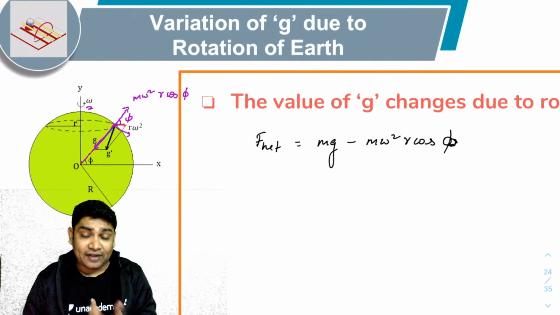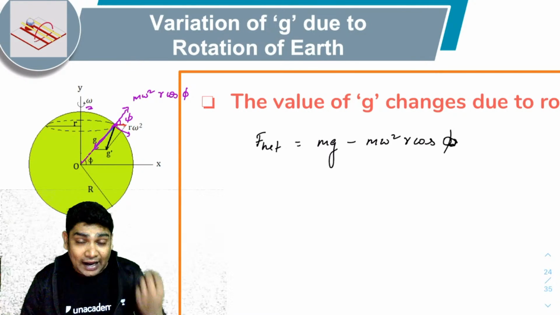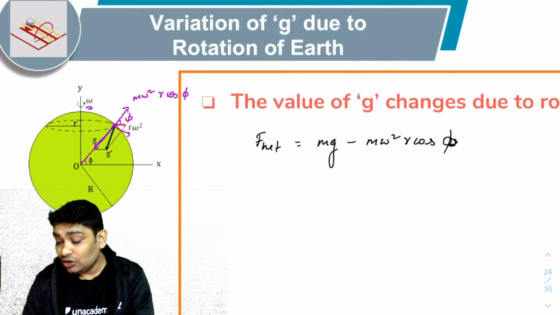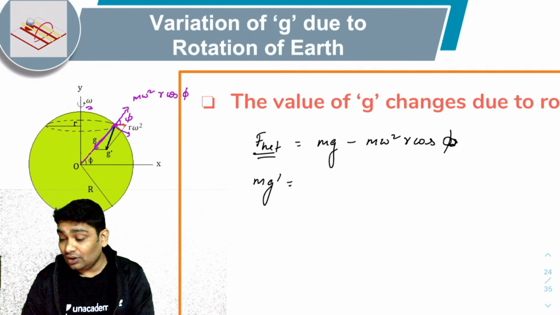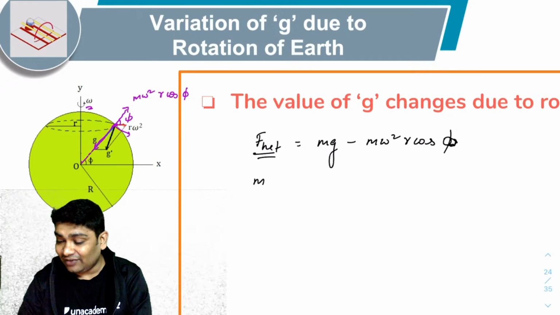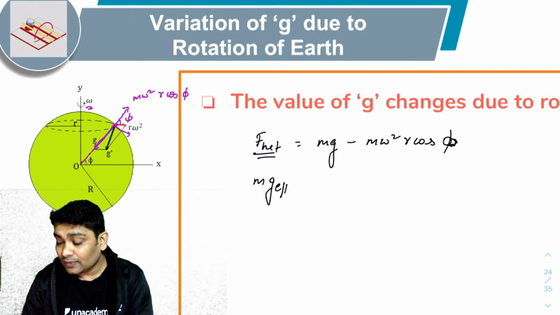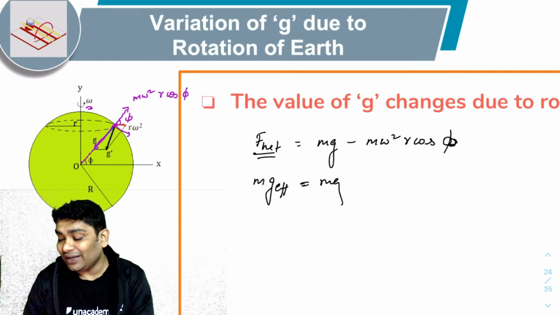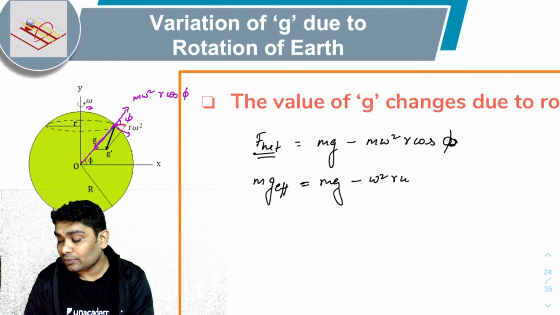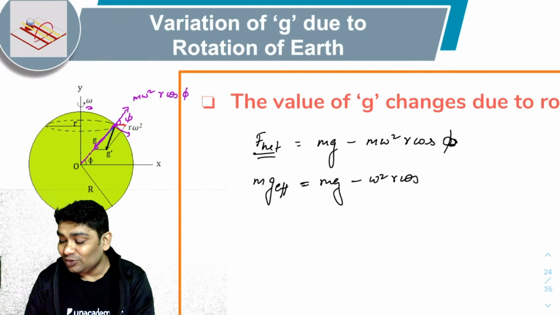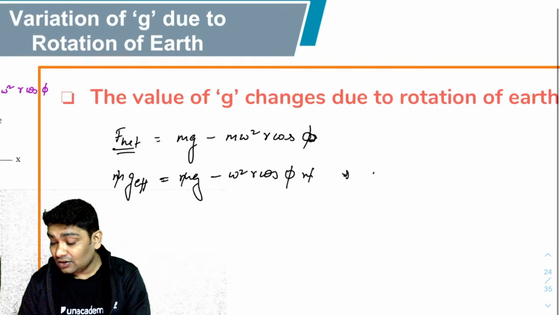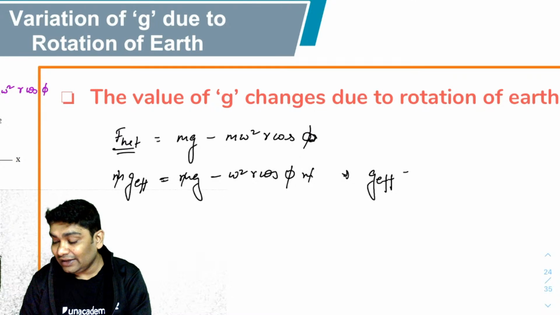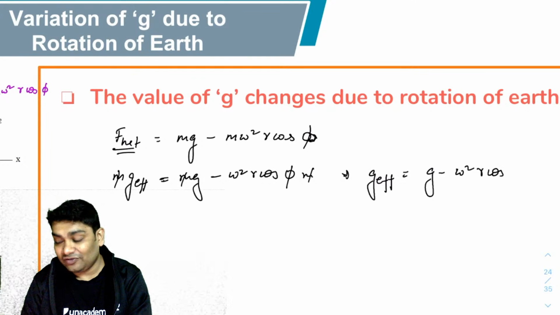Now, because of this, what I will feel is that the value of G has changed. So F net can be written as M times G dash, where G dash, or G effective, is the effective value of acceleration due to gravity. So I can replace that, and the expression that I'm getting is: G effective at any latitude phi would be G minus omega square R cos of.